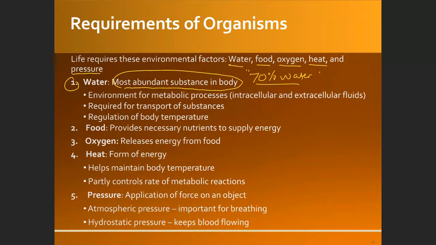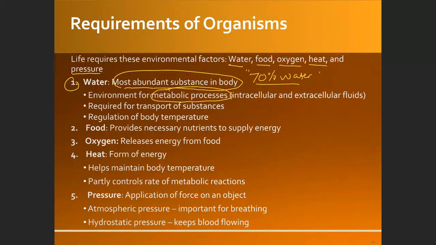Cells consist of 70% water. And water is a really important molecule because water will be used for metabolism. Water is the best solvent, the best medium for chemical reactions. Water is also used for transporting things. Blood plasma is actually mostly water. The blood plasma is used for transporting hormones, vitamins, and other molecules.